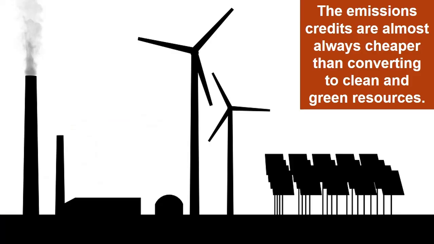Another con is that the emissions credits are almost always cheaper than converting to clean and green resources. For industries that use fossil fuels, the cost of converting to more renewable resources can be very high. The emissions credits, offsets, and even penalties and fines for exceeding the emissions limit are all cheaper than going through a conversion to a new source of energy.